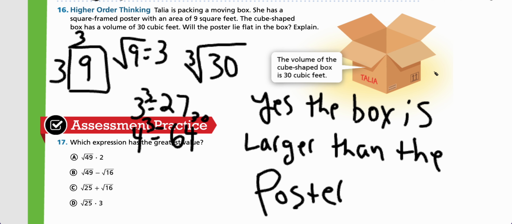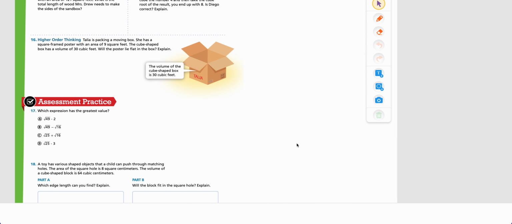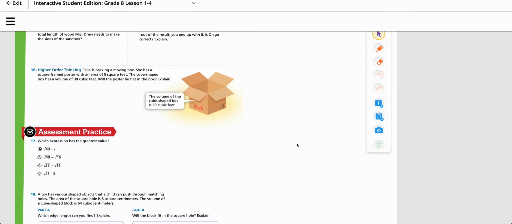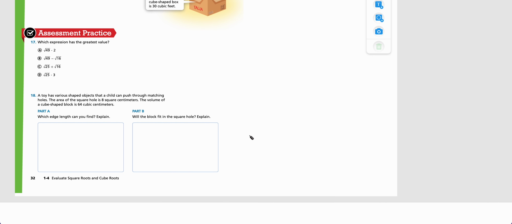All right, so D. I've got to clear my page here. It's A, because 49 squared. It's quickest to clear it by doing that. Can you start on 17? Which expression has the largest value? So what's the square root of 49? 7. So that would be 7 times 2, which is 14. So it's C.